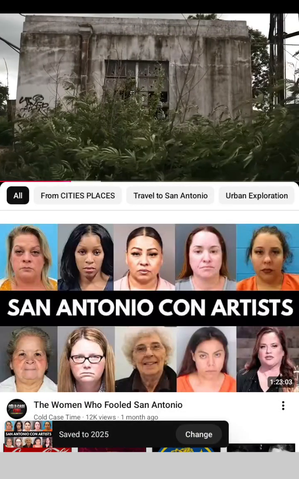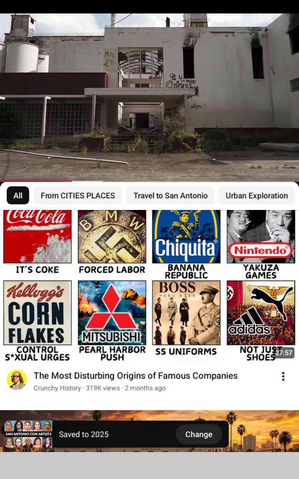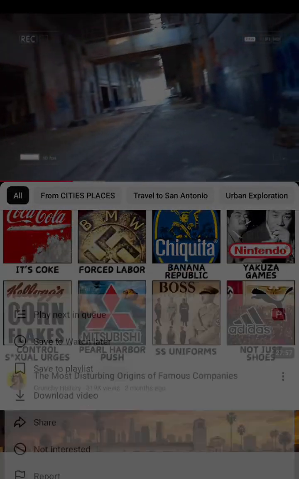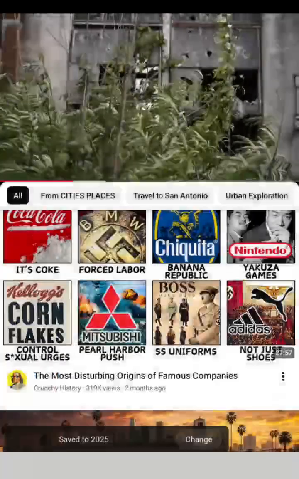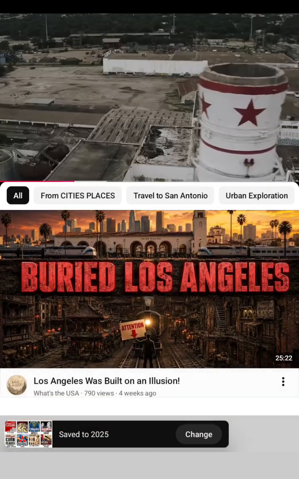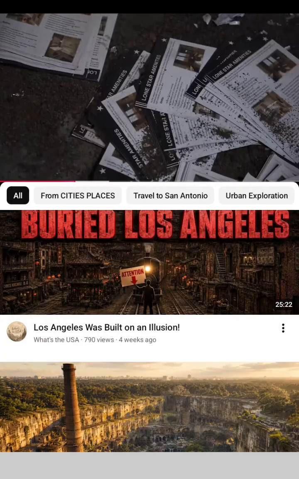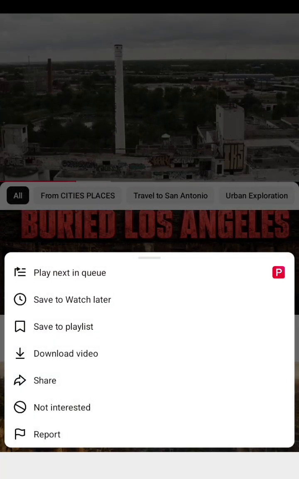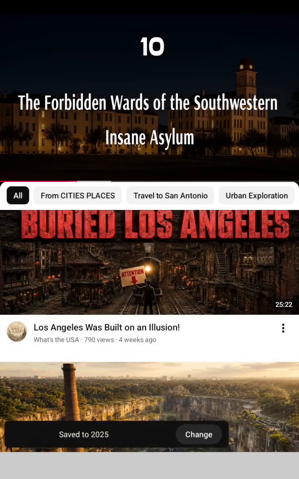Trespassing on these grounds carries severe legal penalties, as the location is considered one of the most perilous environments in Bexar County. The contrast between the lively memories of frosty beverages and the current silent, charred iron skeleton of the factory evokes a powerful sense of mystery. It represents a bygone era of Texas manufacturing that remains frozen in time, protected by chain link fences and intense surveillance. 10. The forbidden wards of the Southwestern Insane Asylum.